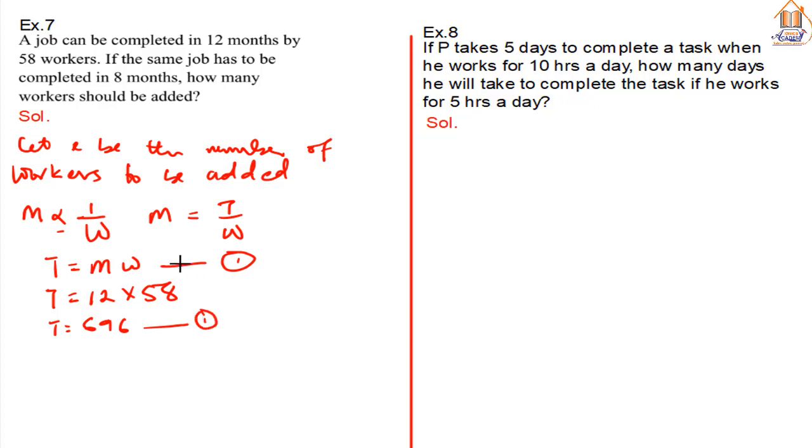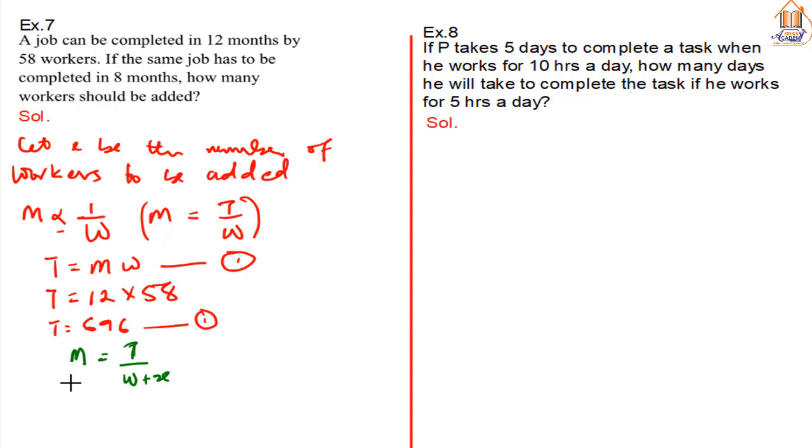So equation 1, let's go to the equation 2 part of the question. Now we know that they say that if the same job has to be completed in 8 months, how many workers should be added? In this question, we're going to look for the number of workers to be added. So our equation can be written with respect to the number of workers to be added. We have M is equal to T over W plus X.